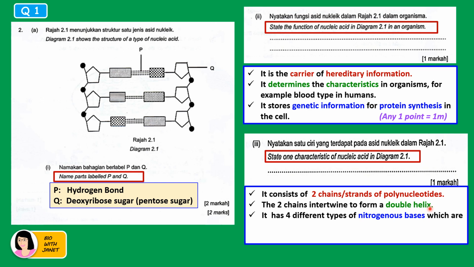Another point you can write is that it has 4 different types of nitrogenous bases: adenine, thymine, cytosine, and guanine. No uracil, because this is DNA. DNA doesn't contain uracil. Any 1 point you get 1 mark. If you're not sure, just write 2 points down. But the more important point should be at the top, the first point.